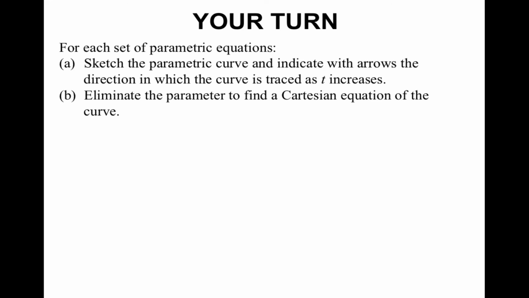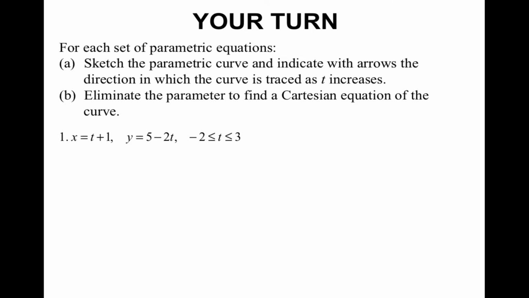All right. So for each of the following, I want you to first pause the video after I explain the directions and try this on your own. For each of the following, you are going to sketch the parametric curve and indicate with arrows the direction in which the curve is traced as t increases. Then you're going to eliminate the parameter to find a Cartesian equation of the curve. So go ahead and pause the video and try them on your own. All right, let's see how we did.